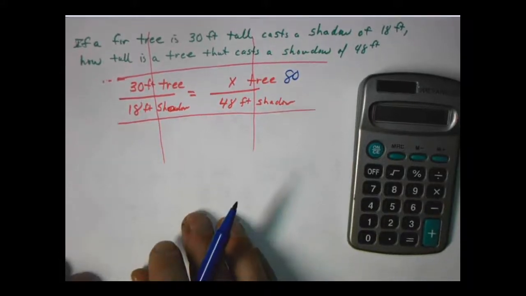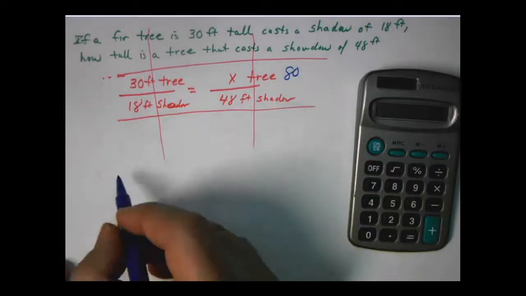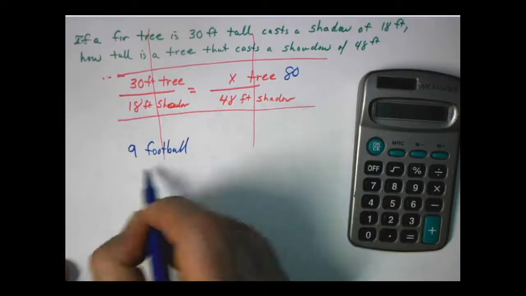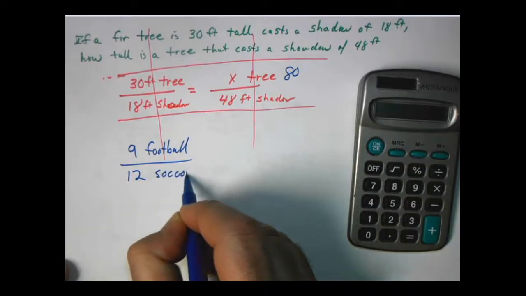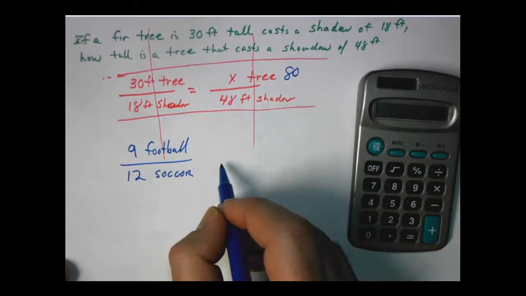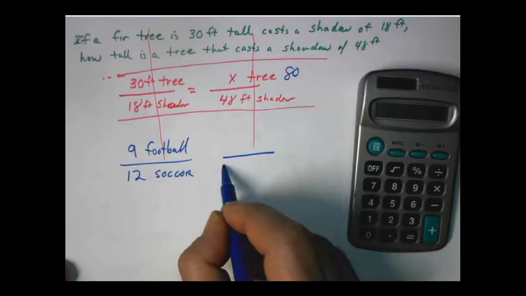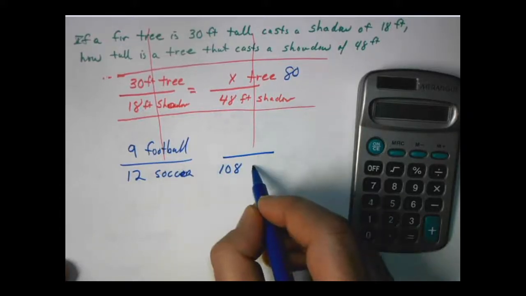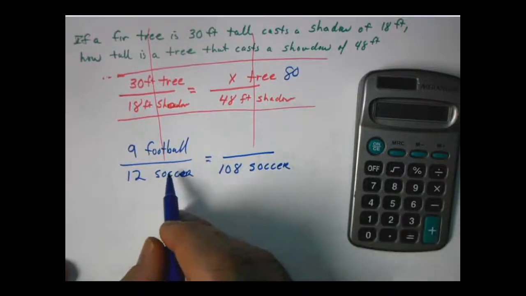Let's do one more real quick. I'm just going to read it out of the book and then we'll set it up. So a manufacturer of sports equipment makes 9 footballs for every 12 soccer balls. So he has 9 footballs for every 12 soccer. How many footballs are made in a day when 108 soccer balls are made? Well, where does soccer go? On the bottom, correct. So soccer's on the bottom, stays on the bottom. So we're looking for football.